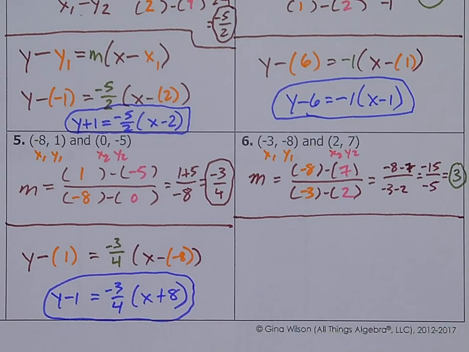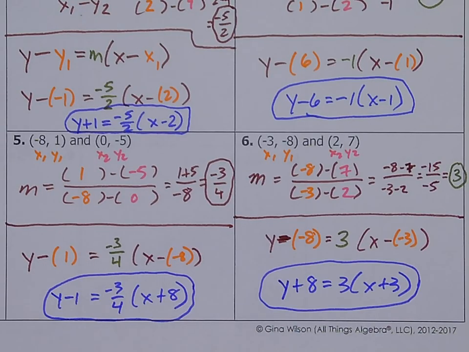Okay, last one, go ahead and write this equation in point slope form. All right, and for this last one, I get y plus 8. Again, that's coming from y minus negative 8, changing that to a y plus 8 equals 3 times x. Again, plus 3 comes from x minus negative 3. We need to change that into an x plus 3.